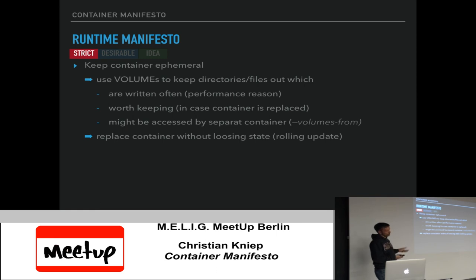So, for instance, if you have an application that logs to /var/log, then this directory is obviously written to a lot, right? And if you don't use volumes for this directory, then it will write it to the copy-on-write file system of your Docker engine, and then it has to look through all the layers of the overlay file system, and it costs performance, and it also pollutes the Docker read-write layer that's on top of it.